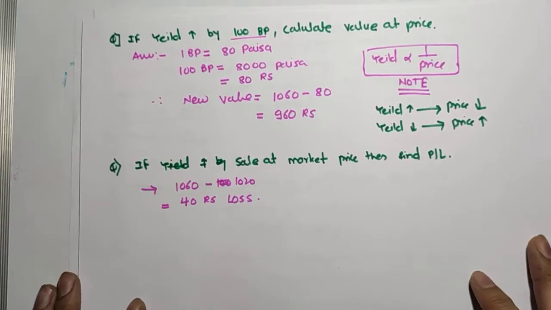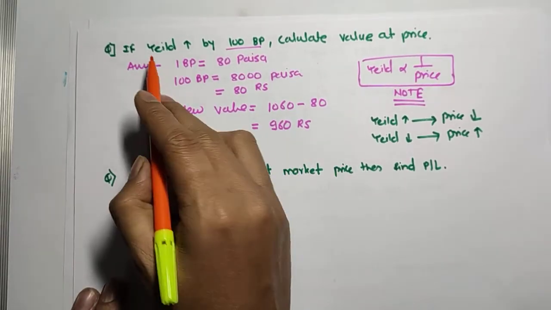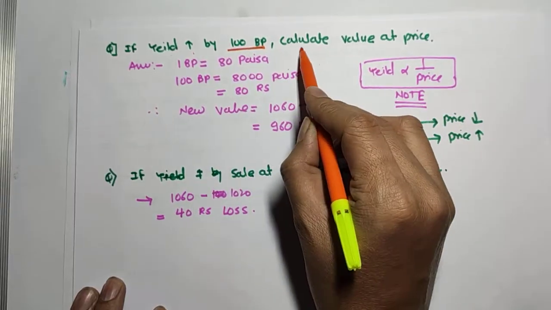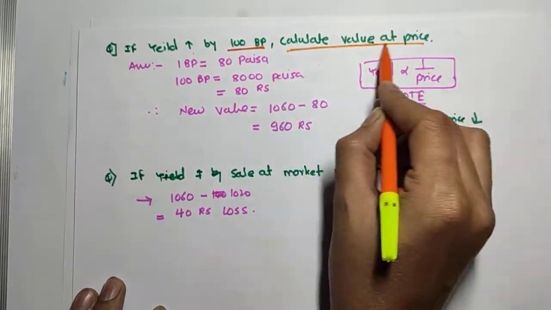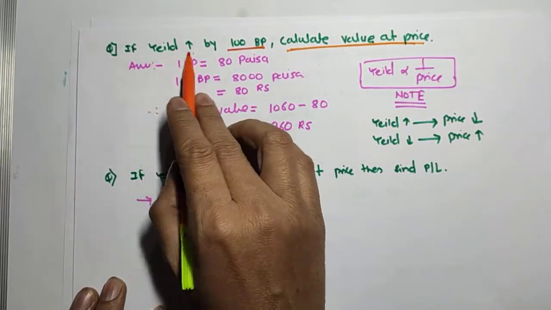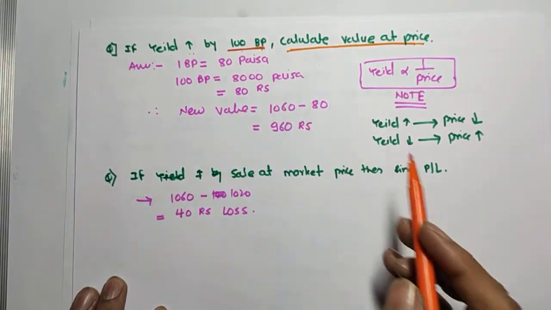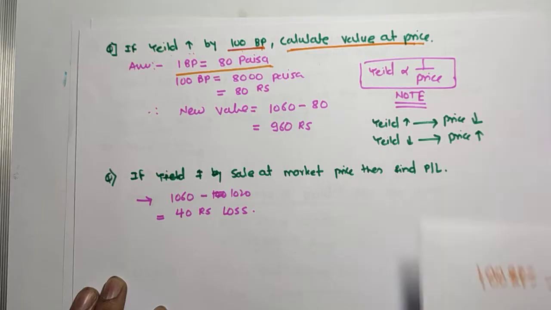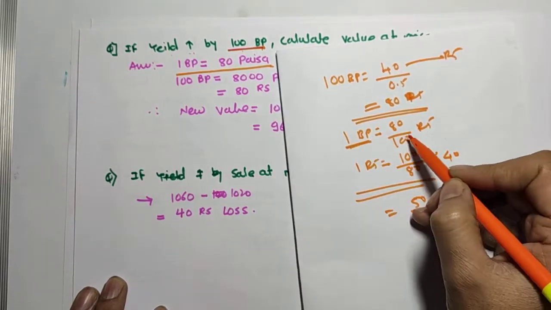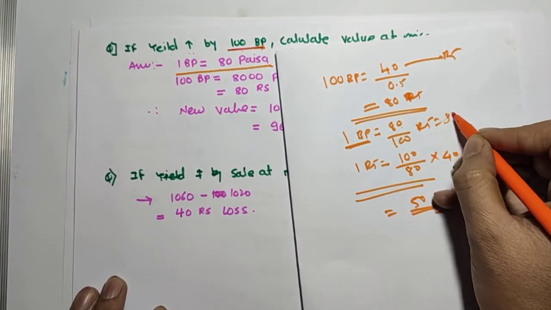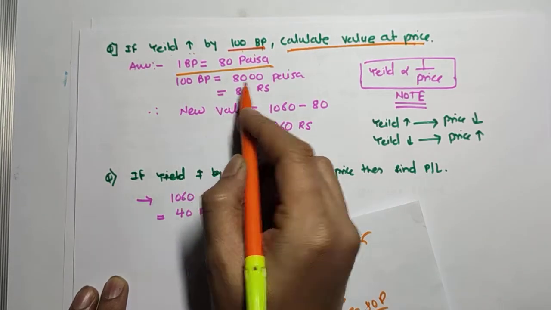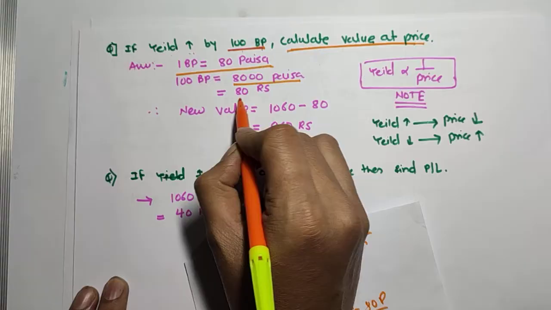See what they are saying. If the yield is increased by 100 basis point, calculate the value at a price. Very simple. If yield is increased by 100 basis point, see friends, for 1 basis point it is 80 paisa, that we have already calculated. For 1 basis point it is 80 upon 100 rupees, that is nothing but 80 paisa, right? So for 100 basis point it will become 8,000 paisa, that is 80 rupees.